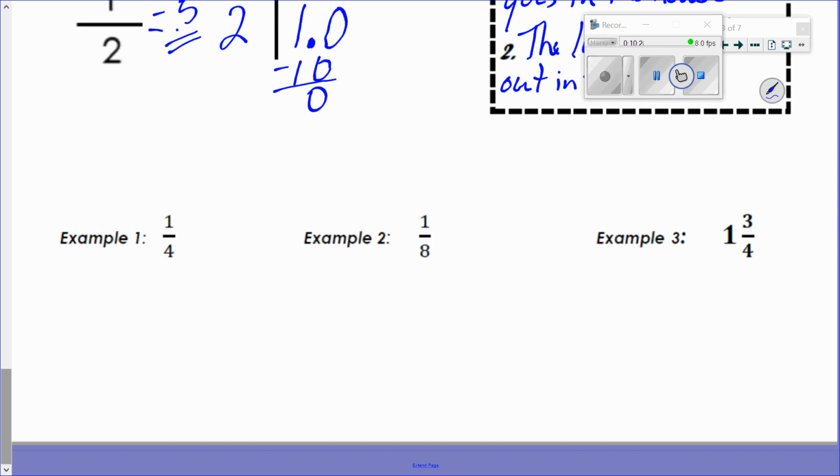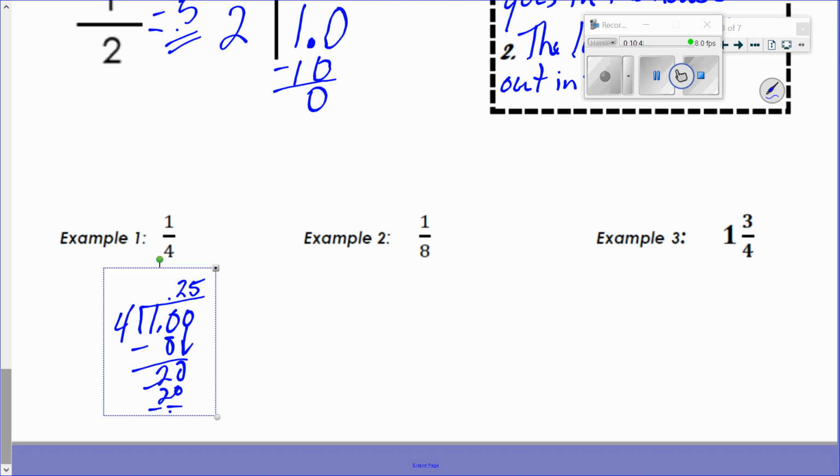1/4. Top guy goes in the house. The loser's left out in the rain. Add a decimal and a 0. 4 goes into 10 twice. Goes into 20 5 times. So 1/4 equals 0.25.